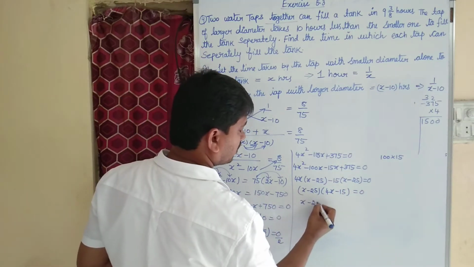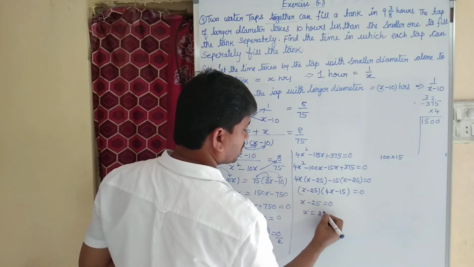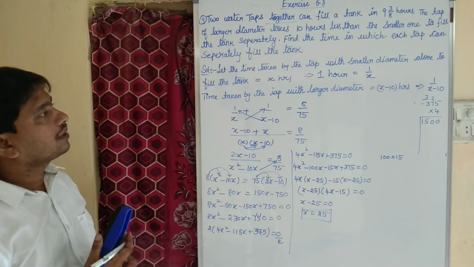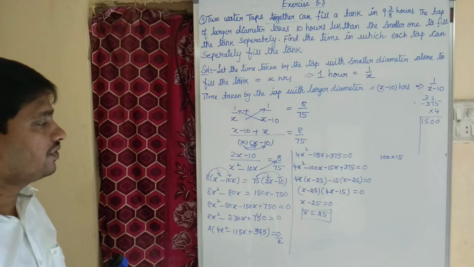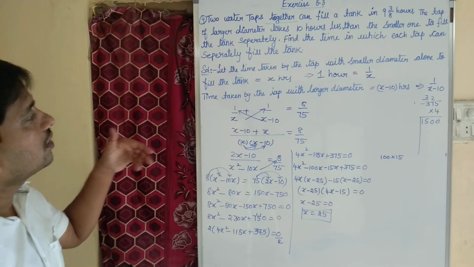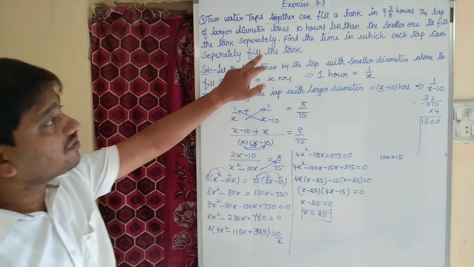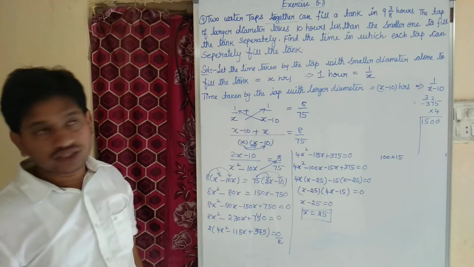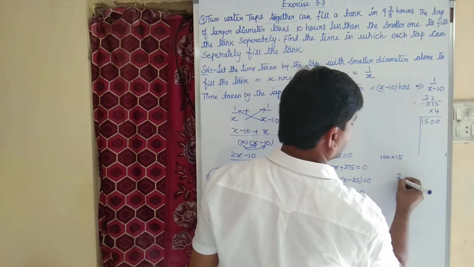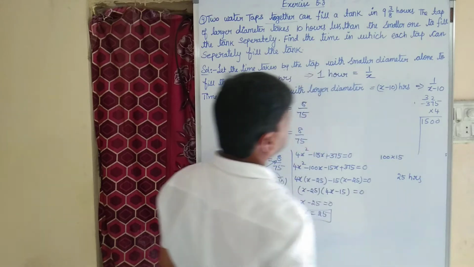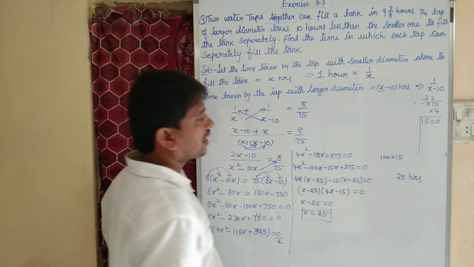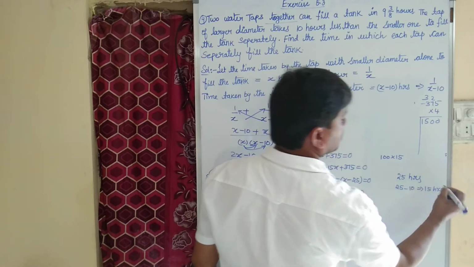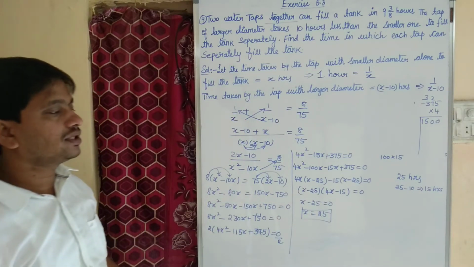Once I take x minus 25 equal to 0, you will get the x value as 25. So consider x value as 25. X means the time taken by the tap with smaller diameter. They are asking to find the time in which each tap can separately fill the tank. So the time taken by the first tap is 25 hours. Then the time taken by the tap with larger diameter is x minus 10, I mean 25 minus 10, which is 15 hours. Separately they can fill in 25 hours and 15 hours.